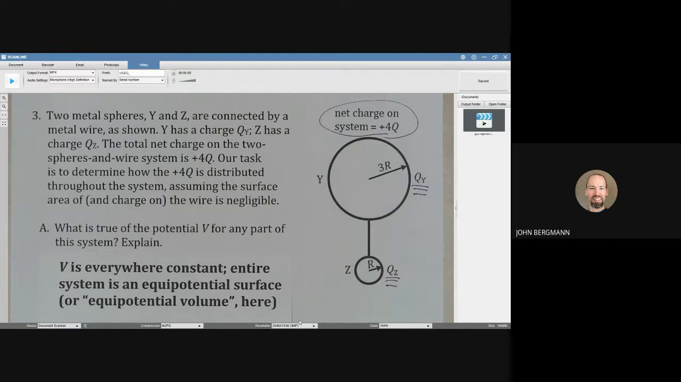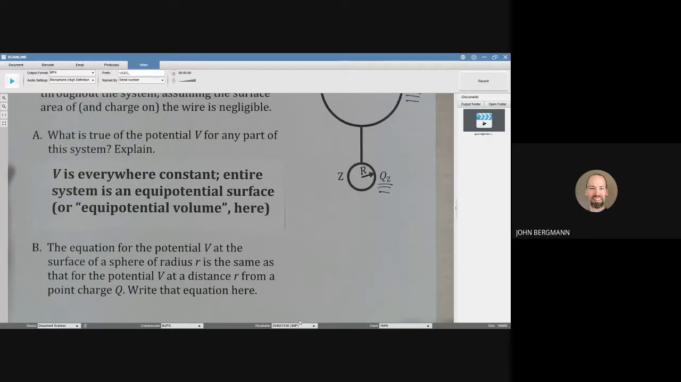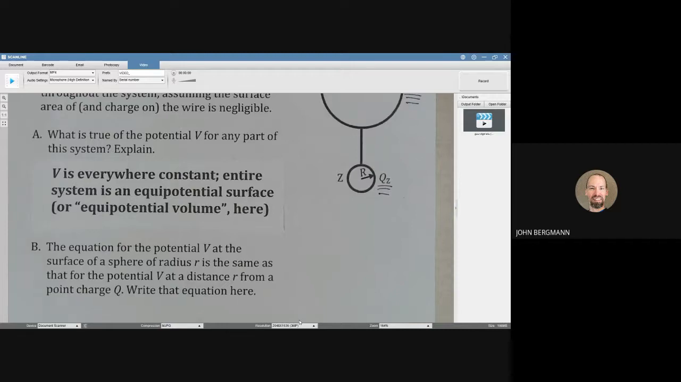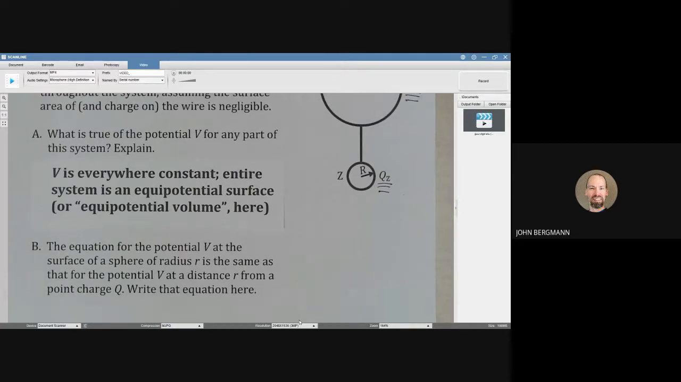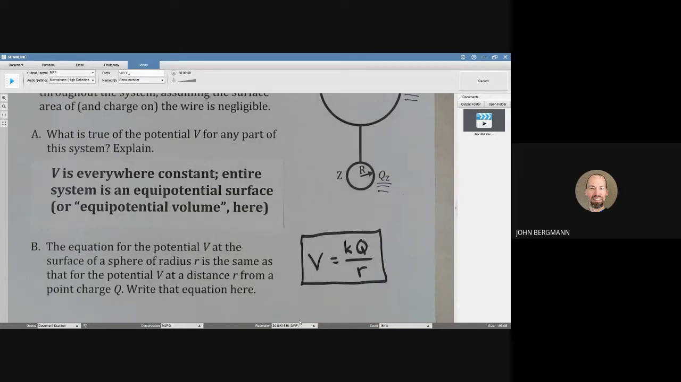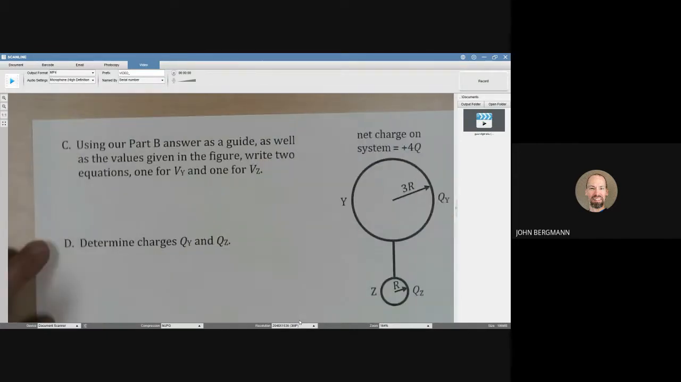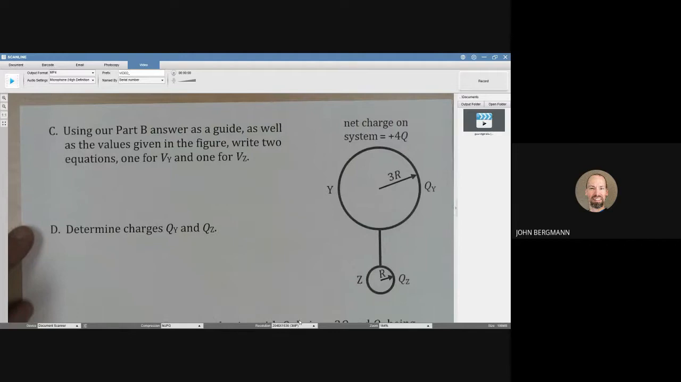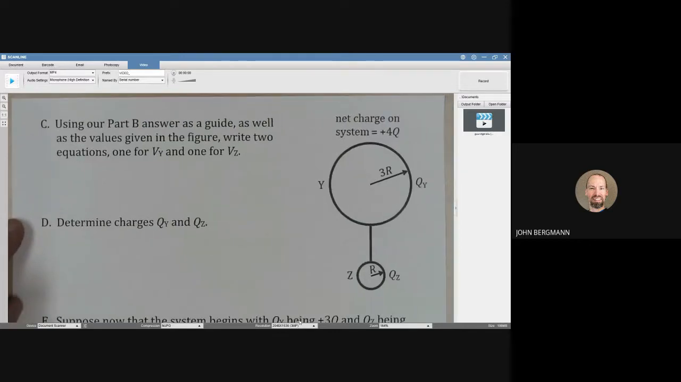The potential everywhere, big sphere, little sphere, even through the wire, although the wire is negligible, will have the same value of potential. The equation for the potential at the surface of a sphere of radius r is the same as that for the potential V at a distance r from a point charge q. To review, that equation looks like that. That will give us the potential at the surface of a sphere that has an amount of charge q. Using our Part B answer as a guide, as well as the values given in the figure, write two equations, one for Vy and one for Vz.